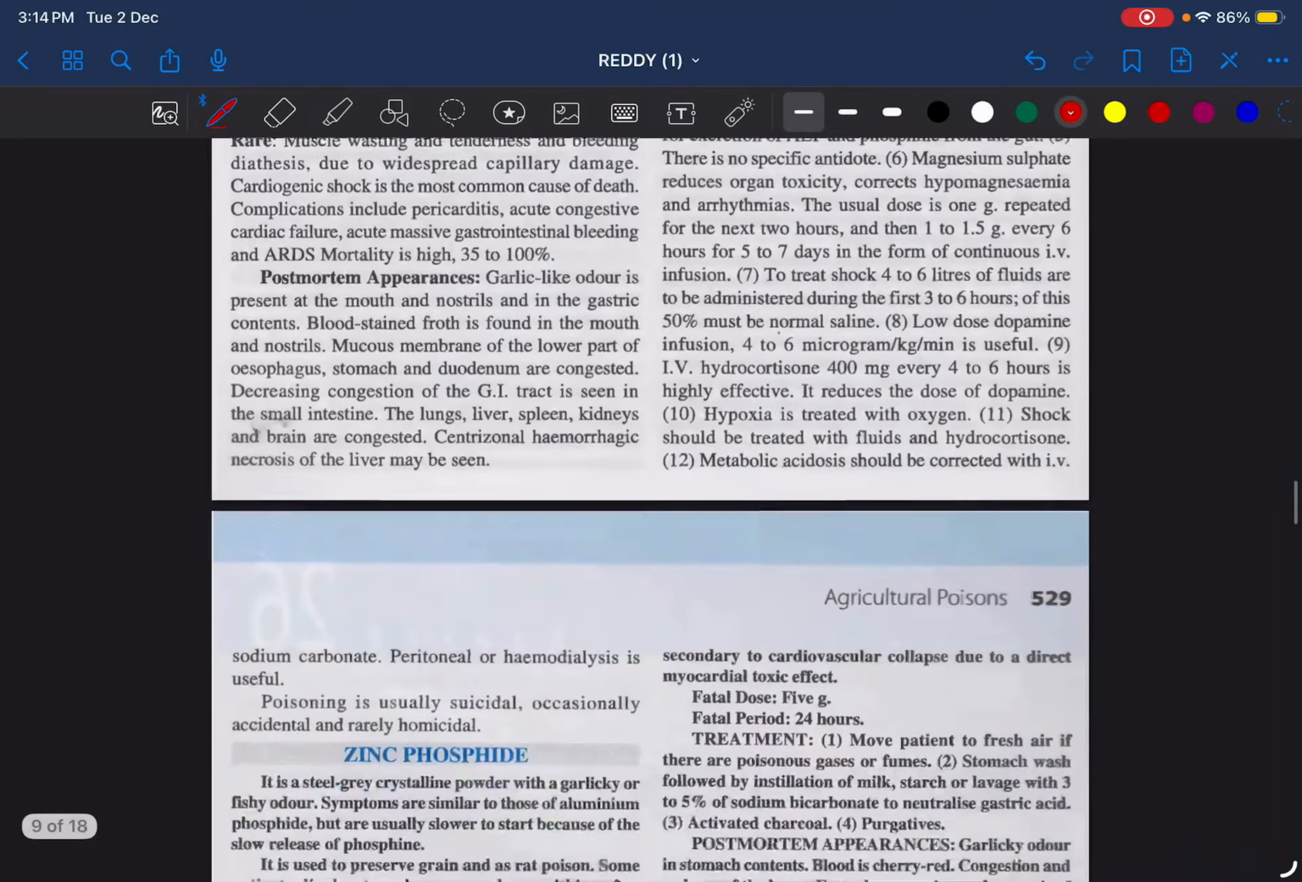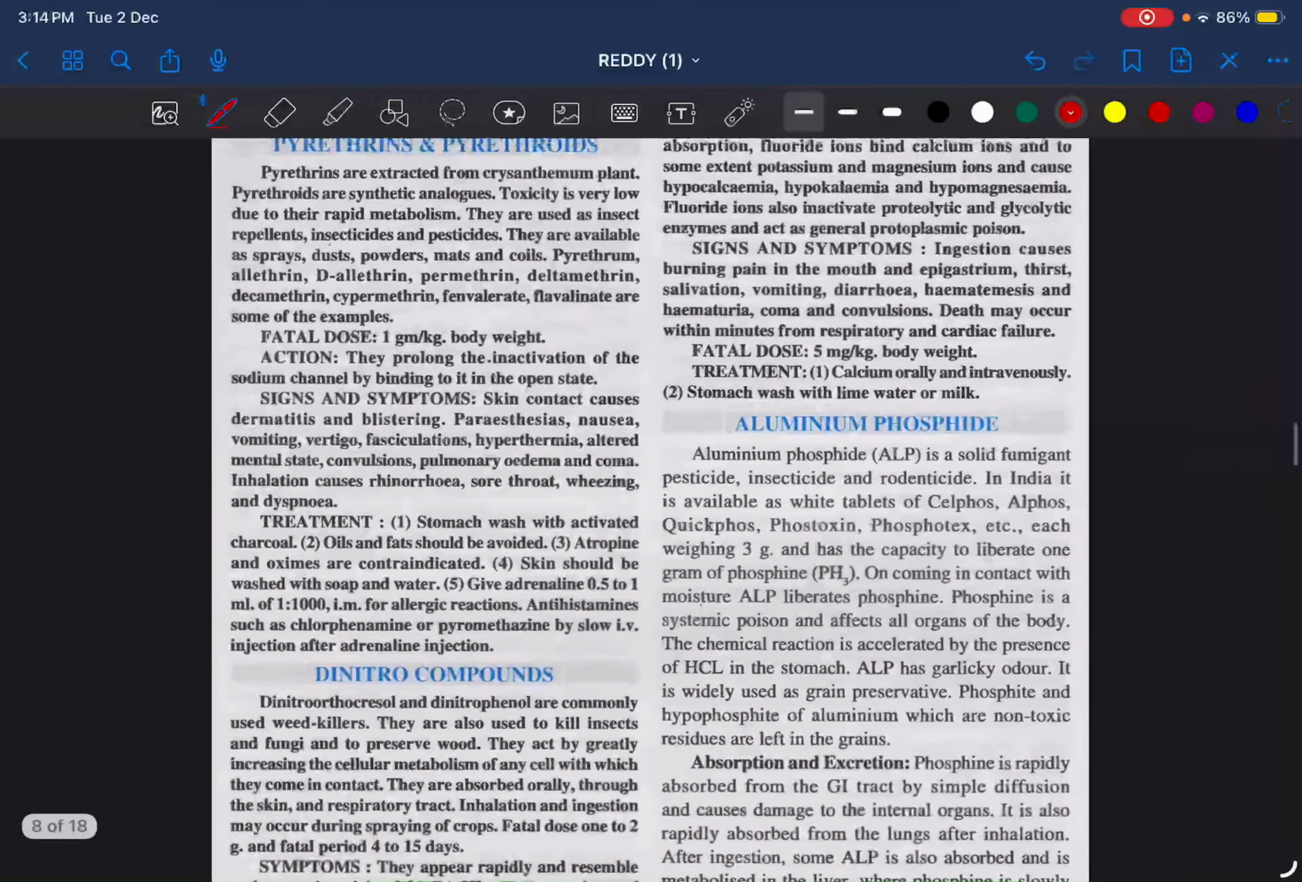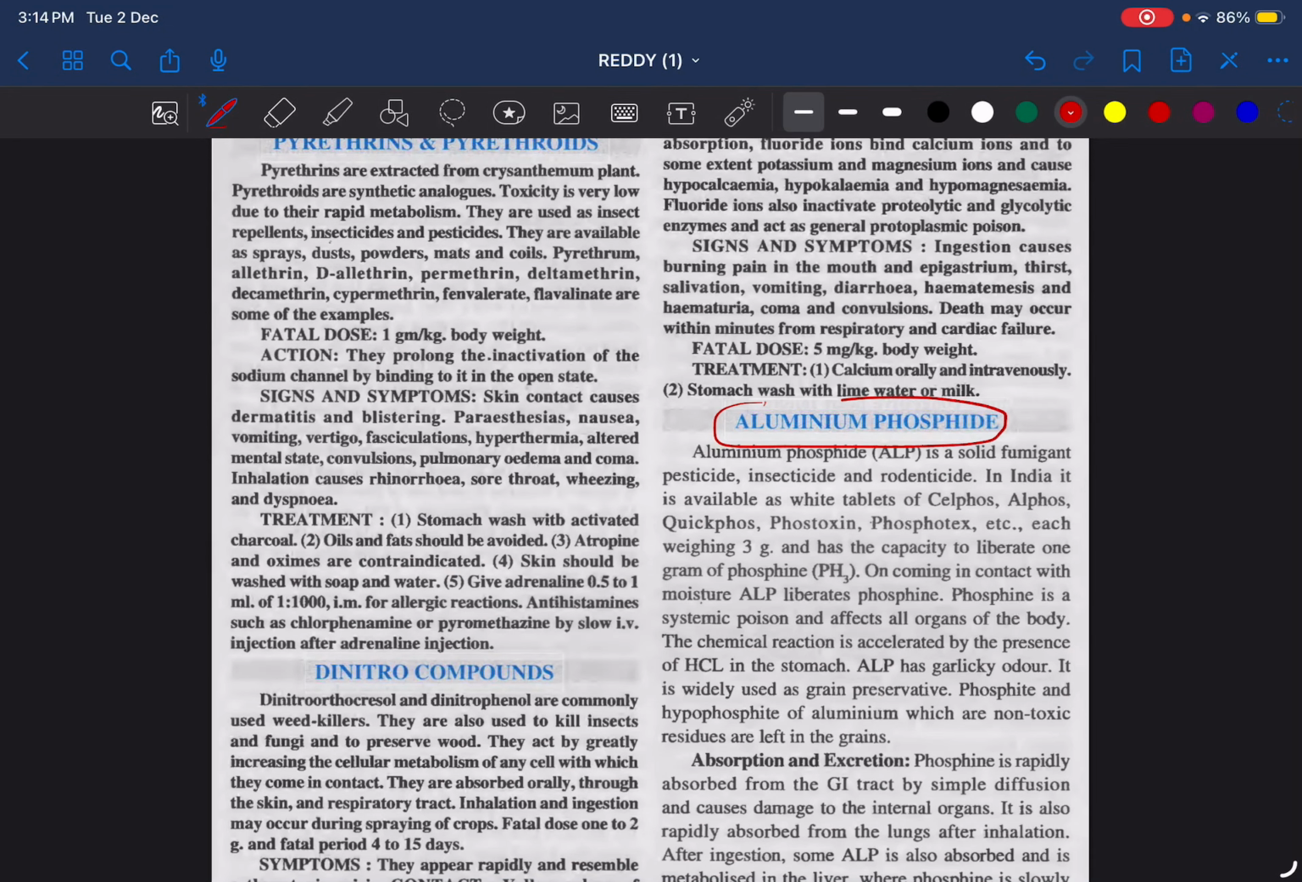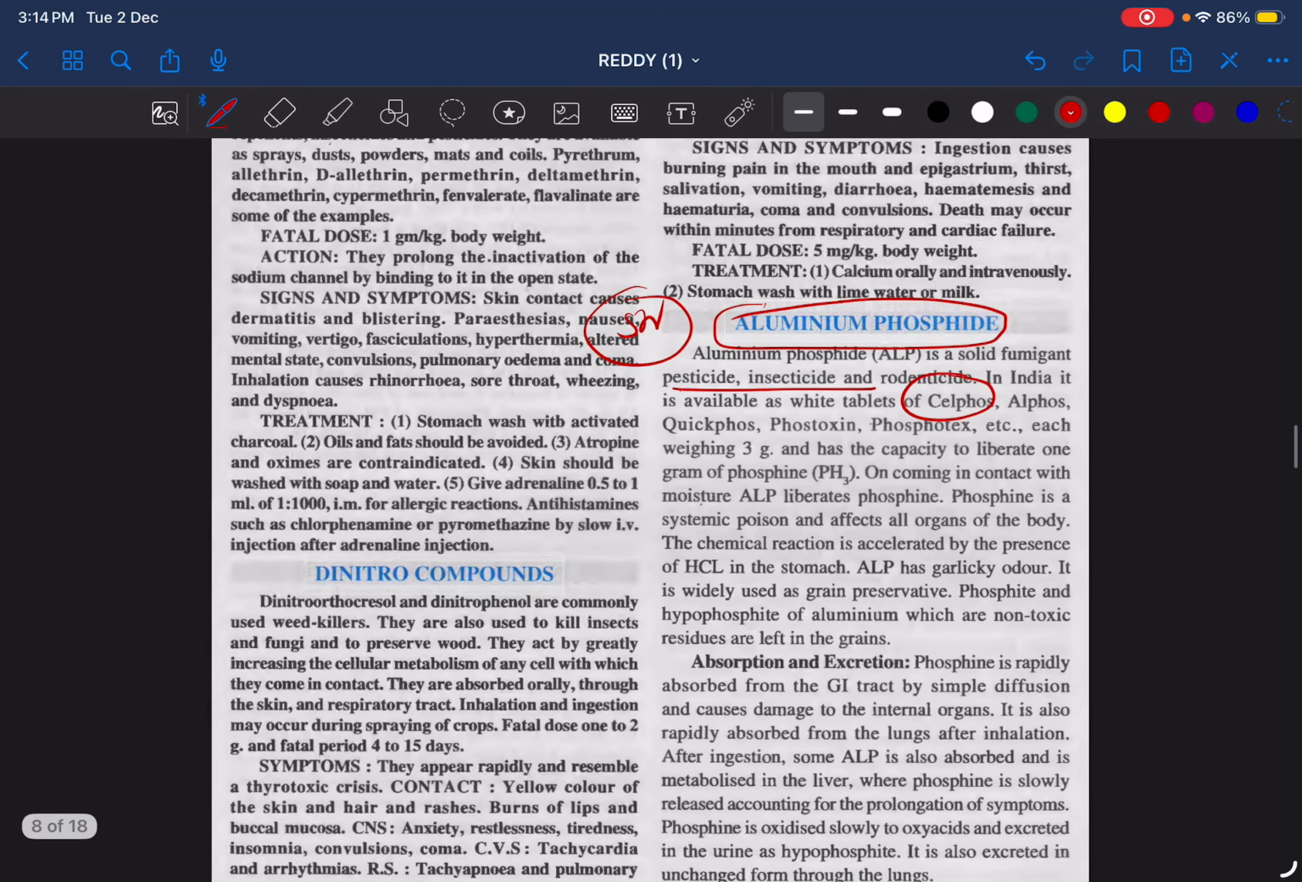And let us discuss one most important topic that you again forget to read, that is aluminium phosphide. Aluminium phosphide is widely available under the name Celphos. It is a pesticide, insecticide, and rodenticide. Again, it is a short note question you forgot to read. The chemical form is AlP. Okay, it liberates phosphine gas, which is a systemic poison which affects all organs of the body, and it has a garlicky odor. Okay, aluminium phosphide has a garlicky odor.